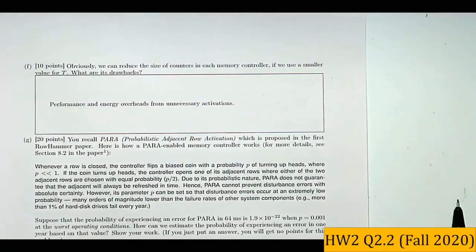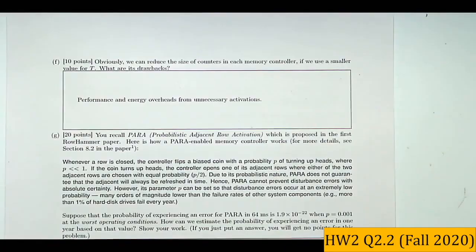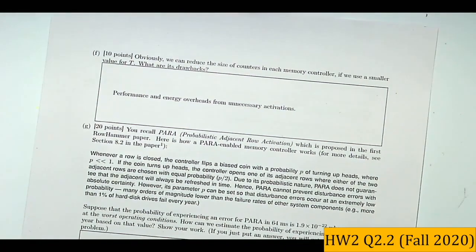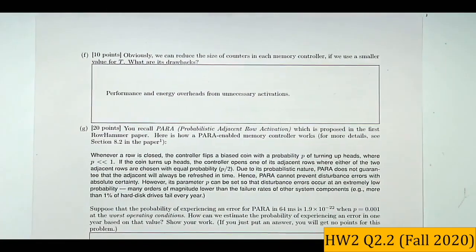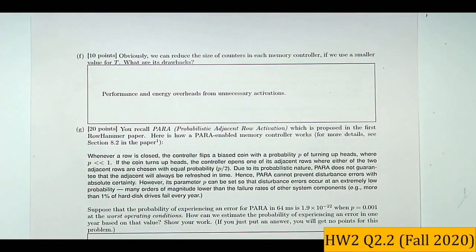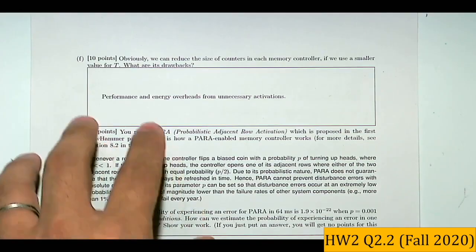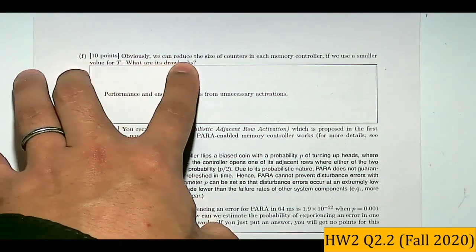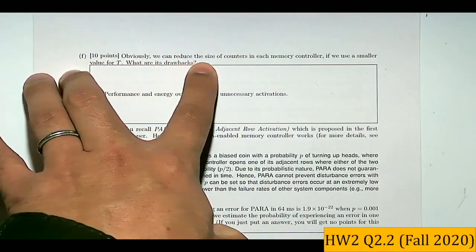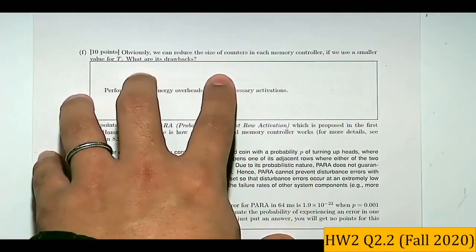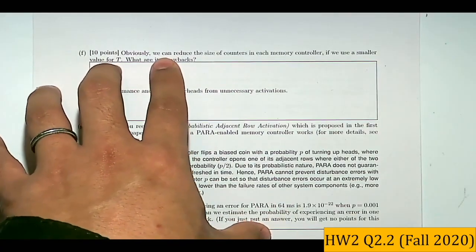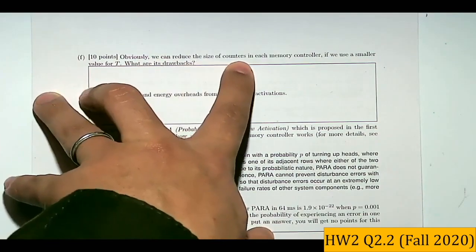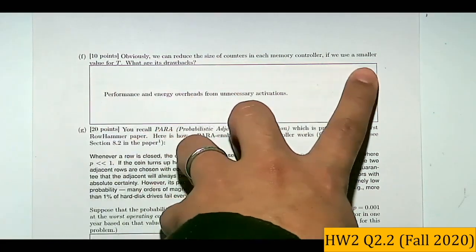Okay. So the reason why we use the maximum threshold value is to minimize the performance overhead. So this question is asking the goal of why we use the maximum threshold value. So we can reduce the size of the counter in each memory controller if we use a smaller value T.